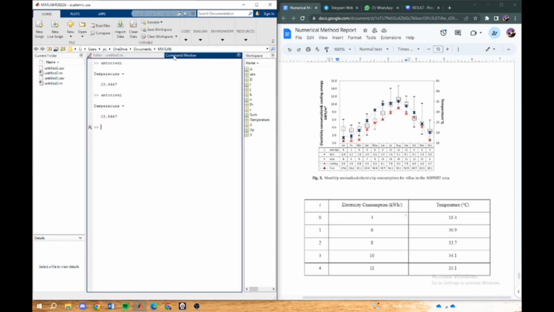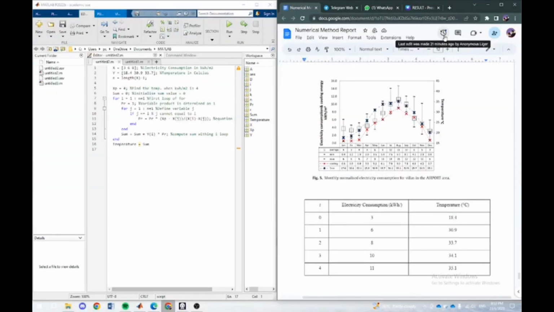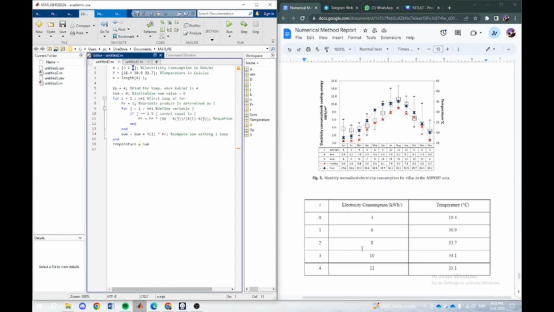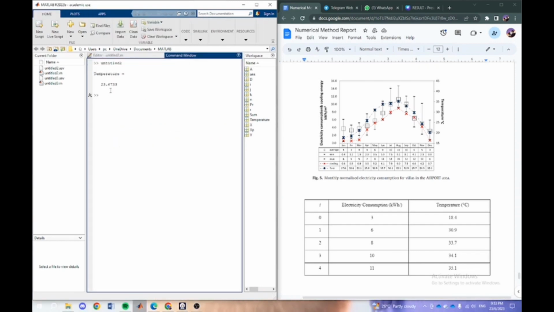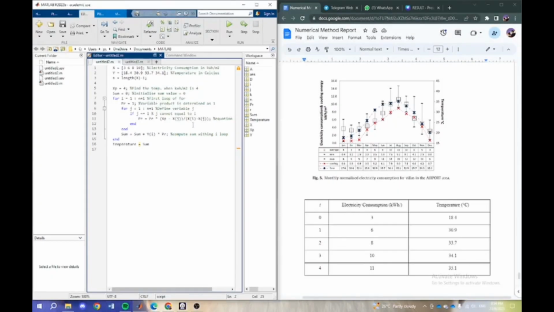We run the simulation and we get 22.5667 degrees Celsius. Next method, we are doing the quadratic approximation. There will be 3 points, which is 8. When the electricity consumption is 8, the temperature will be 33.7 degrees Celsius. And we run the simulation, we get the answer 23.6733. Next is the third approximation, which is the cubic approximation.